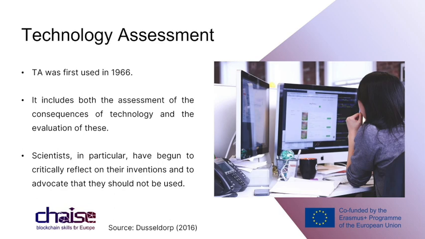Scientists in particular have begun to critically reflect on their inventions and to advocate that they should not be used. One example is the Göttingen Manifesto from 1957, by German nuclear researchers, including Nobel Prize winners Heisenberg, Hahn, and Born, against the nuclear armament of the Bundeswehr.